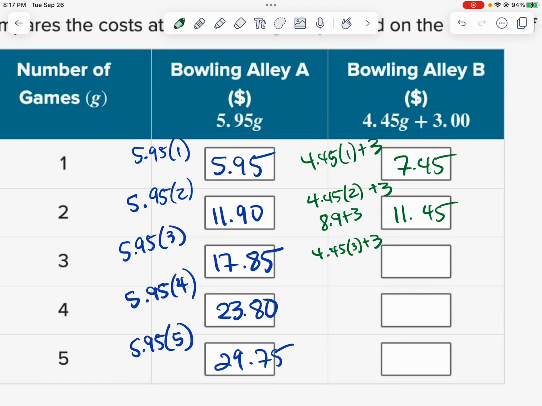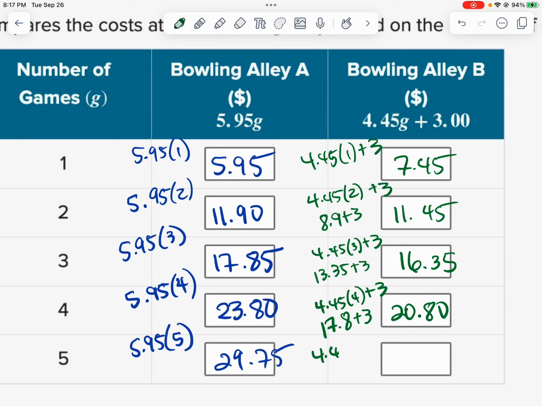So $4.45 times 3 is $13.35. And I'm going to add 3, so $16.35. Then I'm going to take $4.45 and multiply it by 4 and add 3. $4.45 times 4 will get me $17.80 plus 3, so that's $20.80. And last but not least, $4.45 times 5 plus 3. I did something wrong there. $4.45 times 5, yeah, that looks a little better. Sorry about that, I hit the wrong button. Plus 3, and that's going to get $25.25.